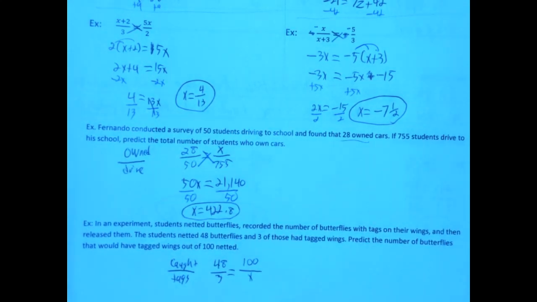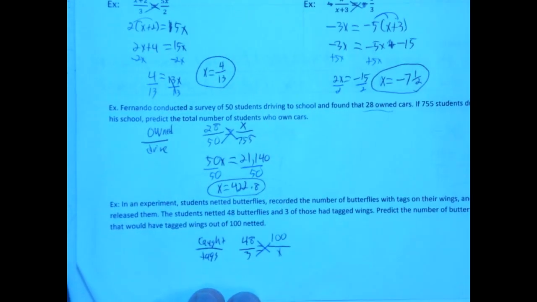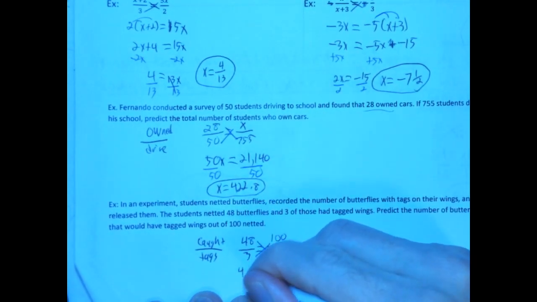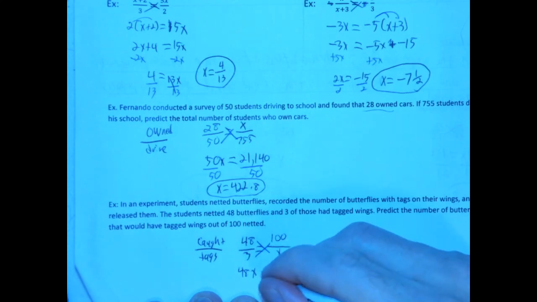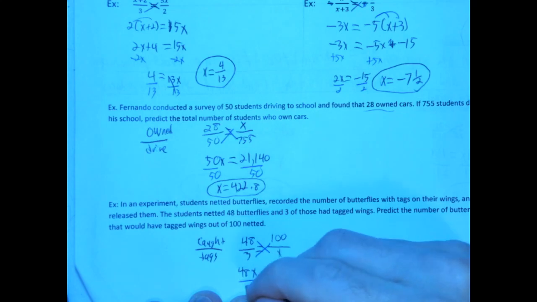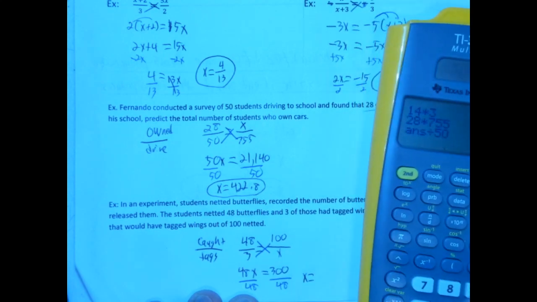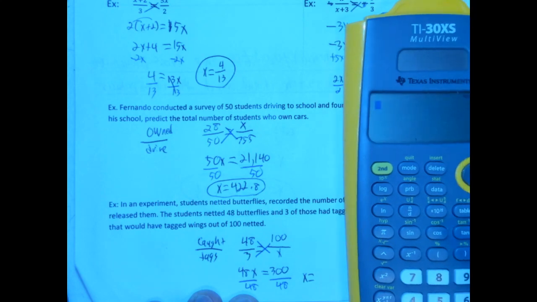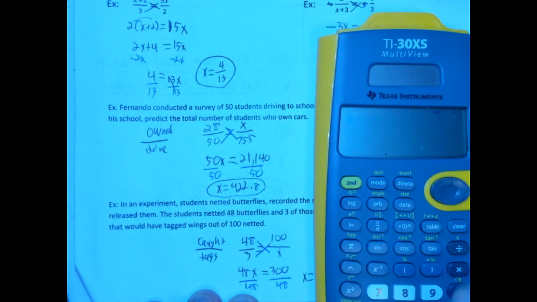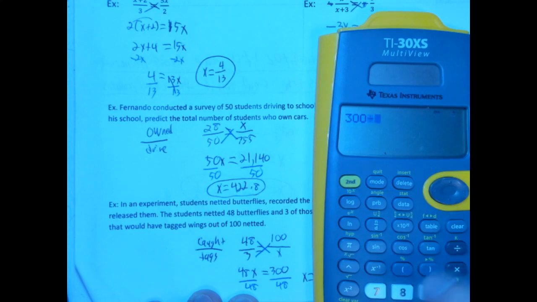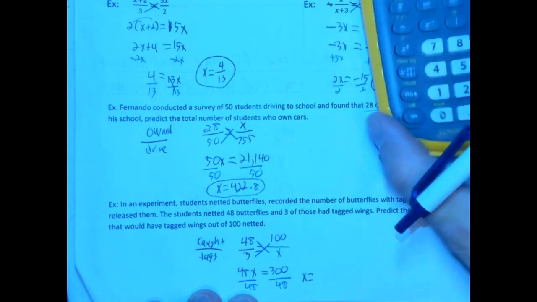All right, so we're going to go ahead and cross multiply here. So we're going to have 48x equals 300. And then we're going to divide by 48. And x is equal to, now we could simplify that, but let's just save ourselves some time here. It's one of the advantages. All right, so 300 divided by 48. Yep, 6 1/4.